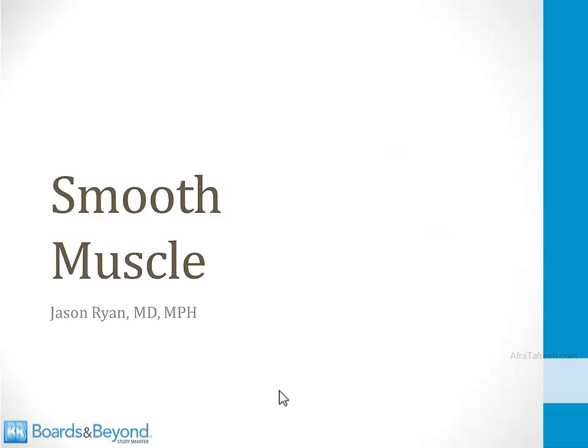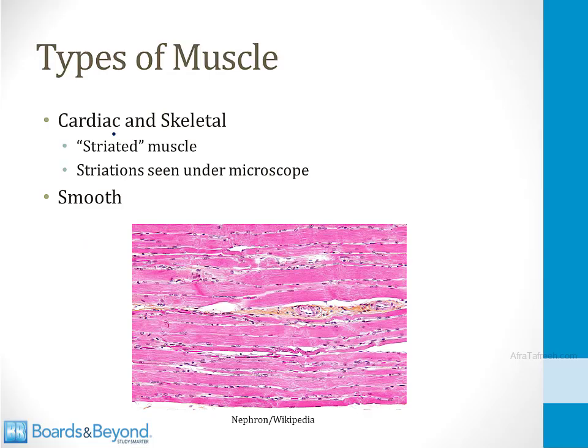Hello everyone and welcome to our module on smooth muscle. Cardiac and skeletal muscle are considered striated muscle, and that's because when you look at these types of muscle tissues under the microscope you can see striations, which means lines or markings. On the screen is a picture of skeletal muscle under the microscope, and you can see little lines if you look closely in the muscle cells. Those are the striations of striated muscle.